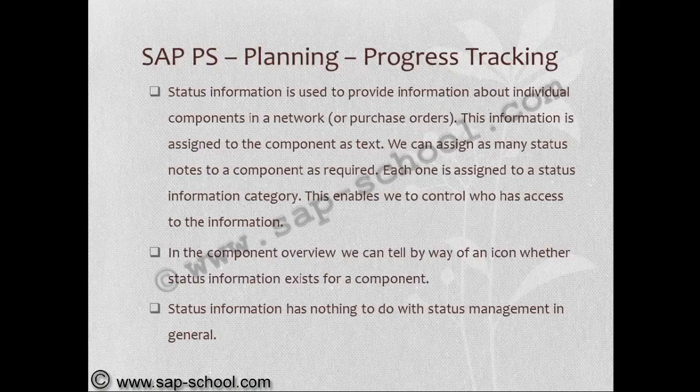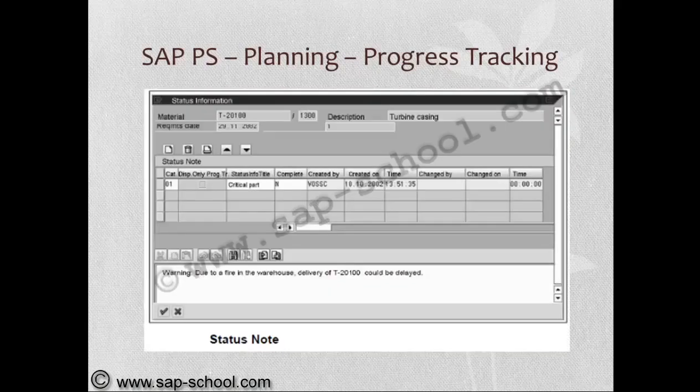In the component overview, we can tell by way of an icon whether status information exists for a component. Status information has nothing to do with the status management in the network or a purchase order. So you can see the status node we are entering against a component.